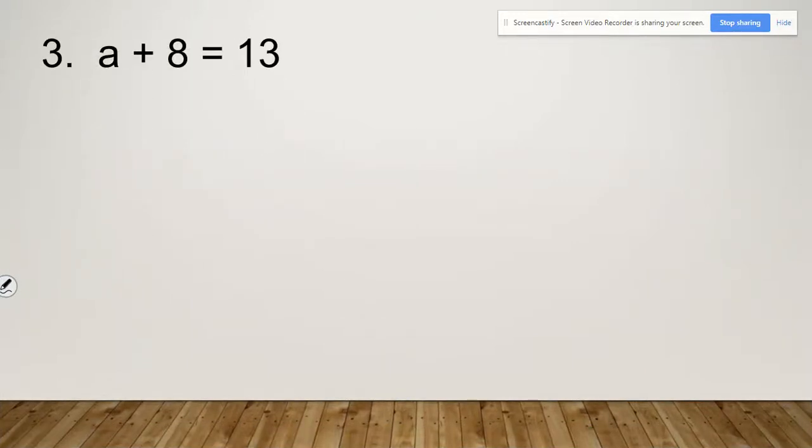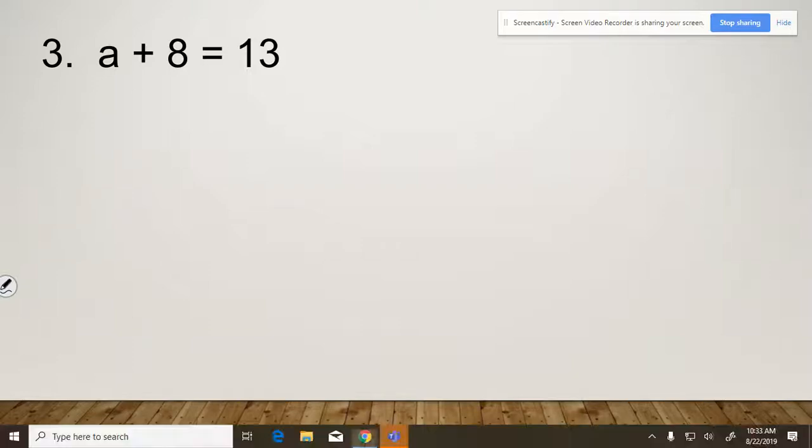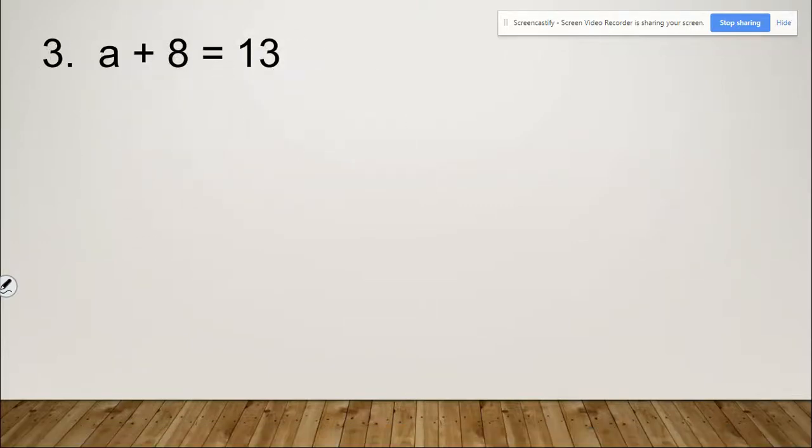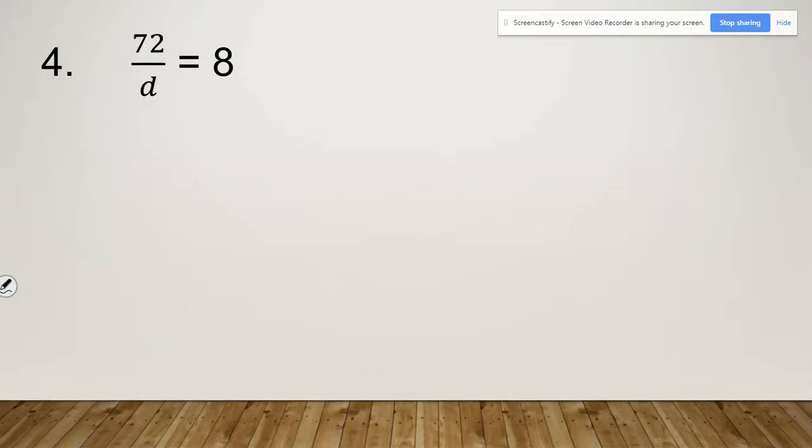Number 3. Here we have a plus 8 equals 13. Since there's addition in the problem, the reverse or inverse would be to subtract 8. Using the subtraction property of equality, we get a equals 5. Very, very simple problem. Number 4, now we get a little bit more challenging.